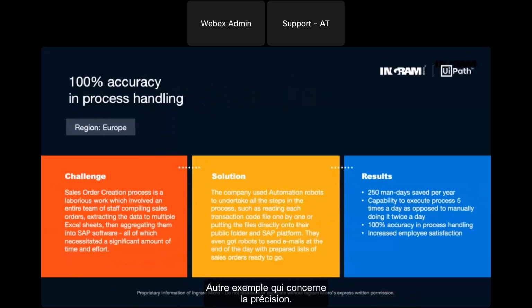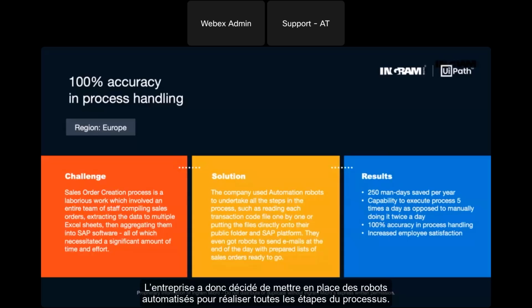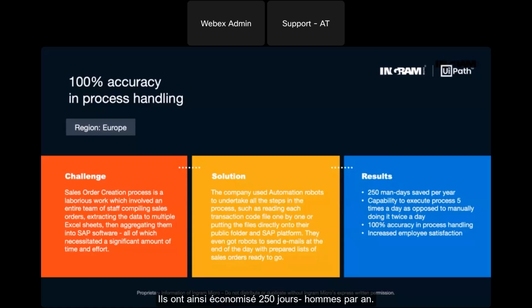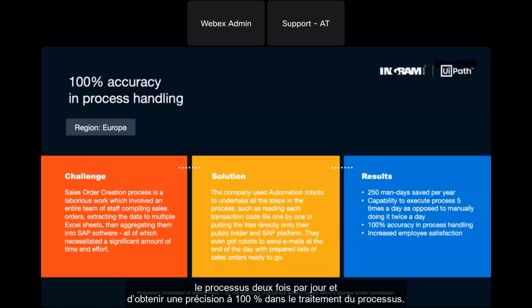Another example has to do with accuracy. The sales order creation for this customer involved an entire staff of people compiling sales orders, extracting the data to multiple Excel sheets, and then aggregating them into SAP, right? So the company decided to implement automation robots to undertake all the steps in the process. So they save 250 man days per year. They now have the capability to execute the process 5 times a day, as opposed to the manual process that just allowed them to perform the process twice a day, and 100% accuracy in process handling.